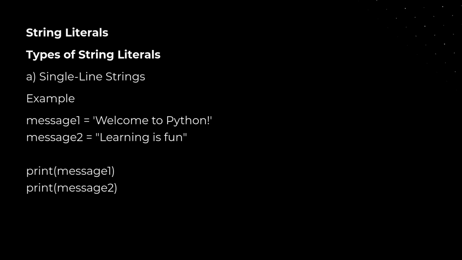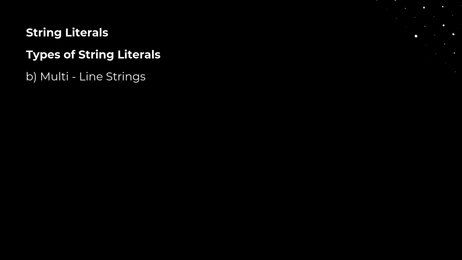Message 2, learning is fun. Print message 1, print message 2. Here we have initialized multiple variables using different formats of single line string literals and printed their values, and the output is welcome to Python, learning is fun. Second type of string literal is multi-line strings. Multi-line string literals in Python are enclosed in triple single quotes or triple double quotes. They allow you to write text that spans several lines, making them ideal for long messages, documentation, or paragraphs.